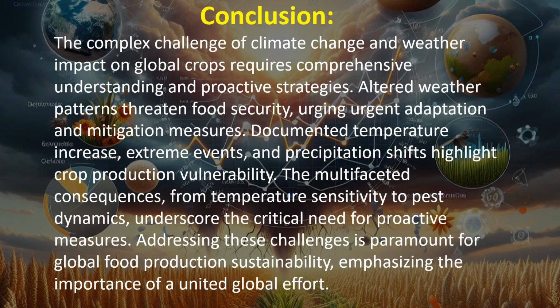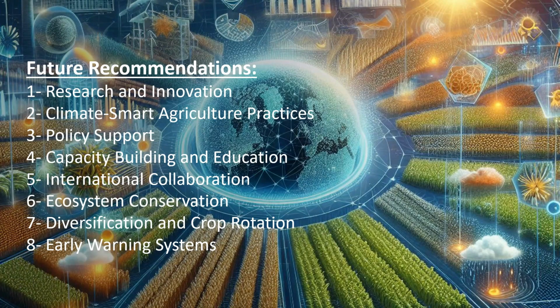Future recommendations. Research and innovation. 1. Allocate resources for research on climate-resilient crops and sustainable farming. 2. Foster collaboration between scientists, agronomists, and farmers for innovative solutions. Climate-smart agriculture practices. 1. Promote adoption of climate-smart practices for weather resilience.